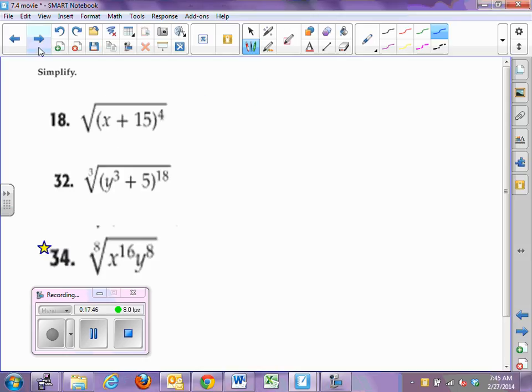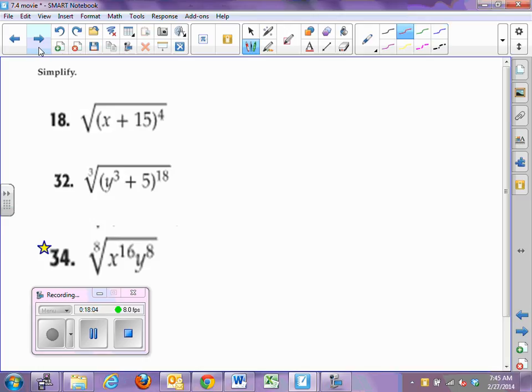Okay, 18, 32, 34. You will not have stars on your test, so make sure you understand when you have to use absolute value signs. Okay, 34 is going to be a really good example to show you something about that.